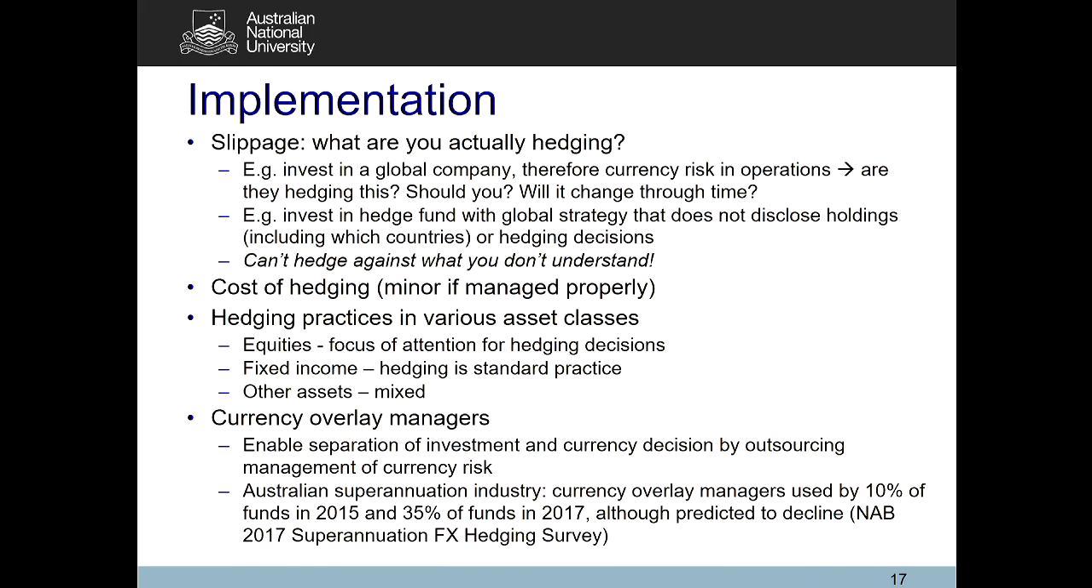And if you do decide to hedge, there's a few other things you need to consider. The first is what we call slippage, in that you can't hedge against what you don't understand. You need to know your currency risk to hedge against it. So here are some examples. Let's say that you invest in a company that has operations all around the world. Even if they're listed and based in Australia, they will have currency exposure because their expenses or their revenues might be derived from overseas. So do you hedge that currency exposure, or is the company already hedging it?